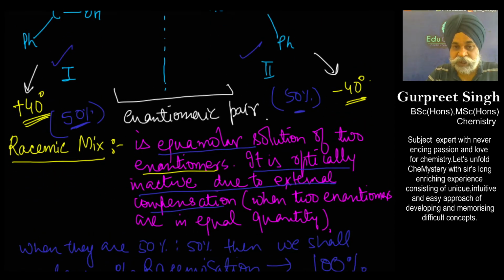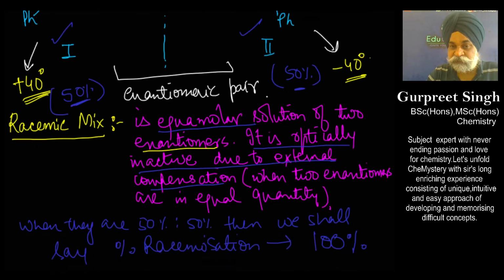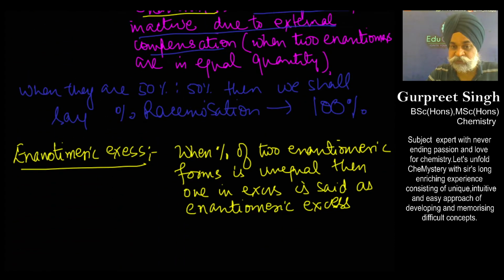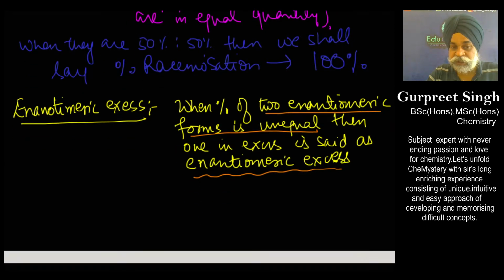But if this quantity is not 50-50%, when it is unequal, we shall say that there is racemization, but it is not complete. And then one would be in excess quantity, which is called enantiomeric excess. This is what we have written here. When the percentage of two enantiomeric forms is unequal, then the one which is in excess is called enantiomeric excess, and the one in excess obviously would show some optical rotation. That is what you call enantiomeric excess.